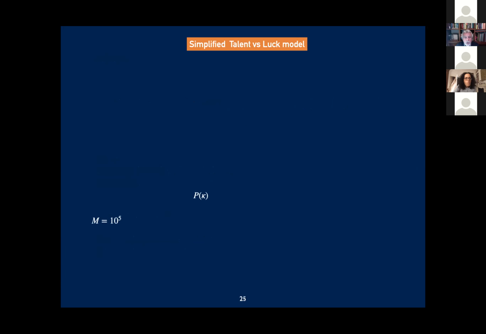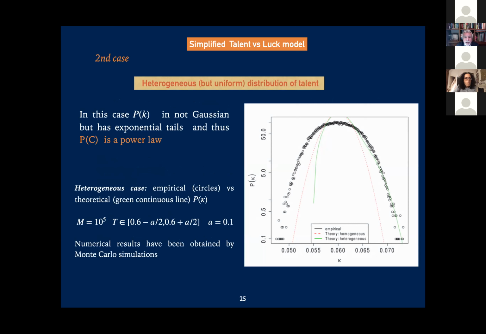You can also explore the case of a heterogeneous but uniform distribution of talent to agents. And in this case, it is possible to see that the tail of PK is exponential, so P(C) is a power law. Okay.